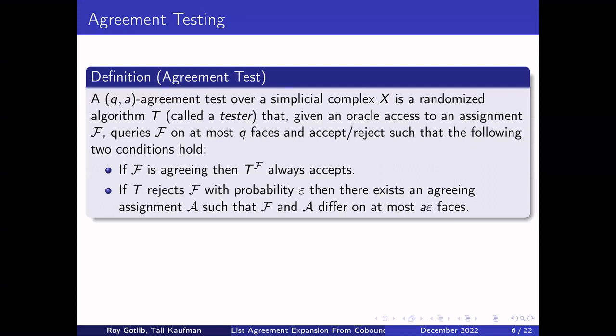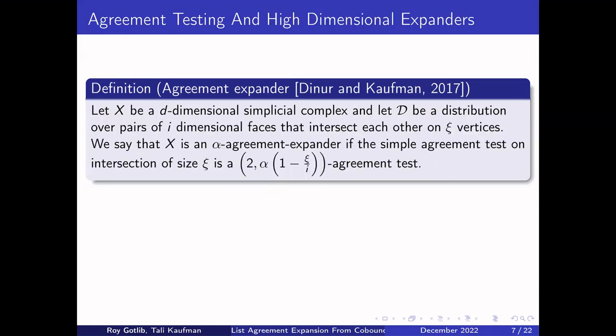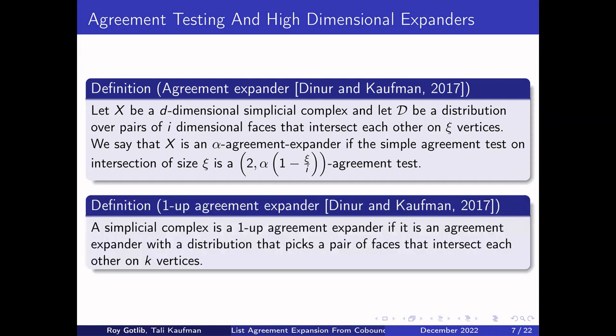One simple agreement test that you can think of is essentially picking two faces that intersect each other and checking whether they agree on their intersection. In 2017, Diner and Kaufman defined agreement expanders as simplicial complexes in which the simple test I presented in the previous slide is an agreement test. They also showed that many complexes exhibit this agreement expansion. They also defined one-up agreement expansion as expansion in the case where the intersection is of size k. The intersection between two k-dimensional faces are of size k, which means that they intersect on all but one of their vertices.